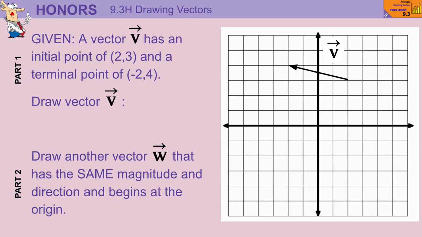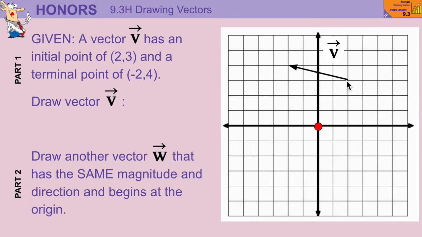So now let's move to the second part. We're going to draw another vector w that has the same magnitude and direction, and also begins at the origin. So we know where the first point is. It's at the origin. So now let's use the information we know from the vector we did before. We first have to look at what the difference is here.